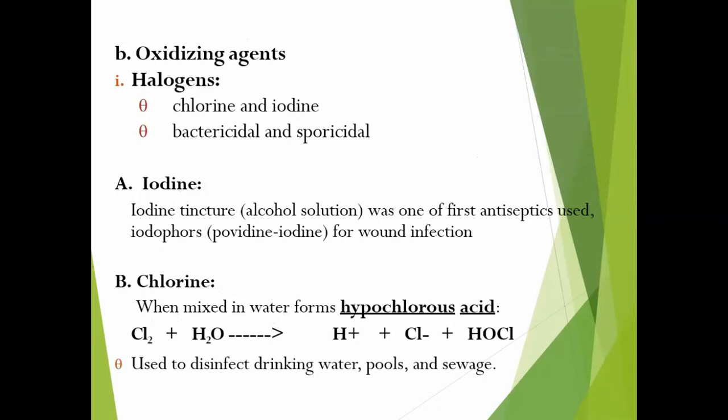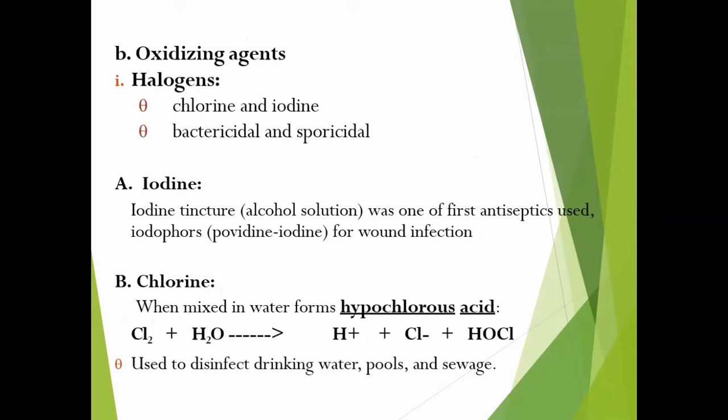Number B, oxidizing agents, halogens, chlorine and iodine, bactericidal and sporicidal. We can categorize two. Iodine tincture, an alcohol solution, was one of the first antiseptics used, and iodophors provide iodine for wound infection. Providing iodine is widely used for wound infection, and chlorine when mixed in water forms hypochlorous acid.